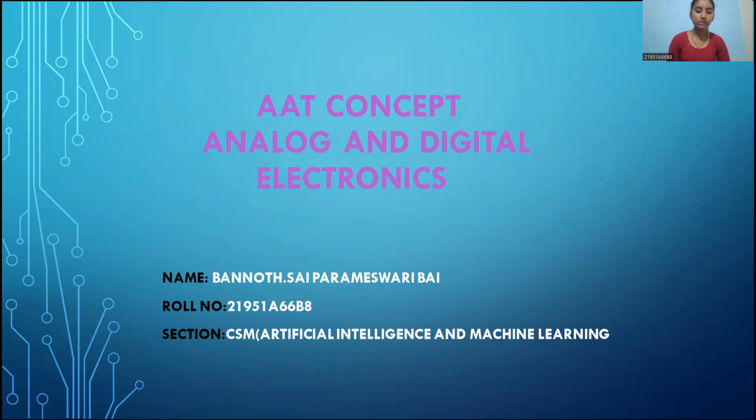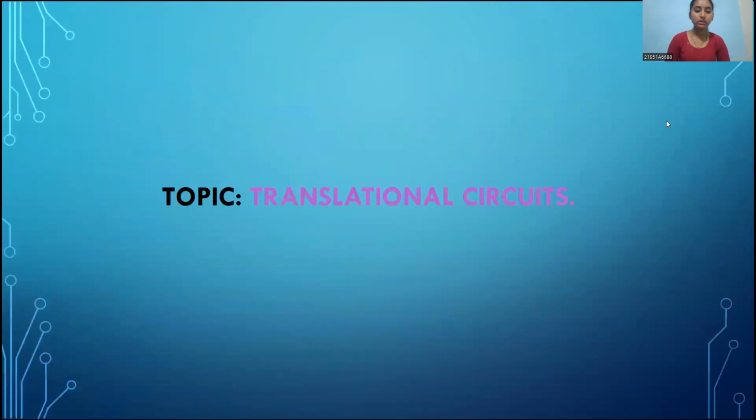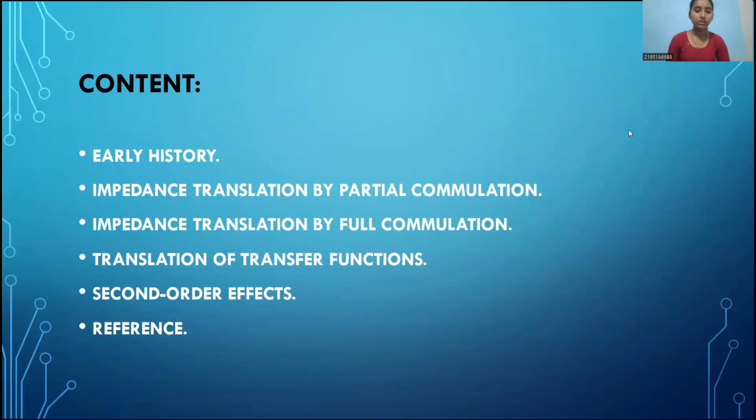Today we are going to discuss a topic about transitional circuits. Here I give the content that we are going to discuss in this topic: early history, impedance translation by partial commutation, impedance translation by full commutation, translation of transfer functions, second order effects, and references.